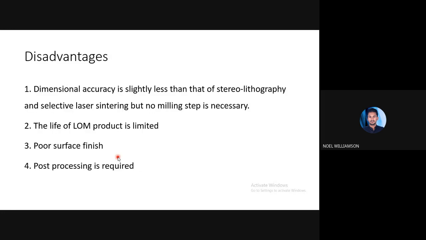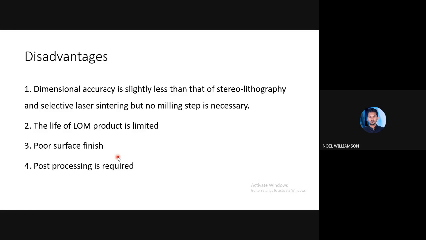Next, we have certain limitations or disadvantages. First one, regarding the dimensional accuracy. Compared to stereolithography or selective laser sintering, in laminated object manufacturing we will have slightly less dimensional accuracy, so dimensional accuracy will be poor. Then regarding the lifetime, the life of the product produced using laminated object manufacturing will be limited, so lifespan will be small.